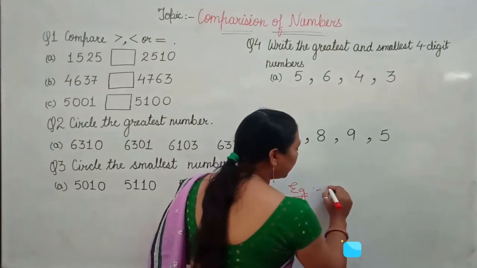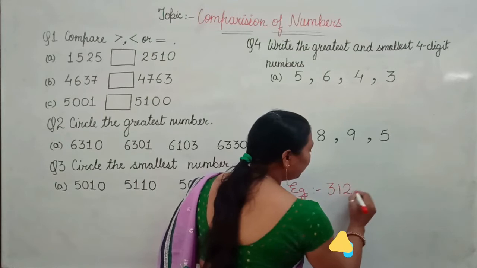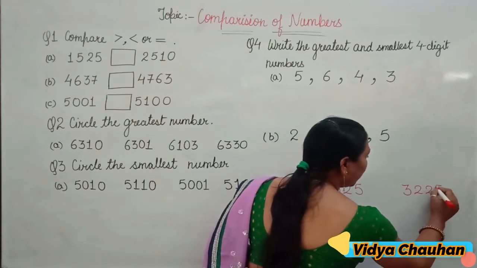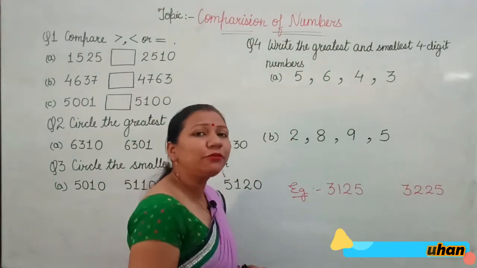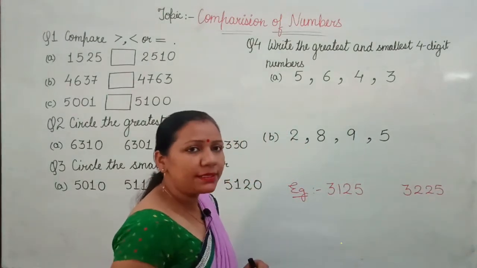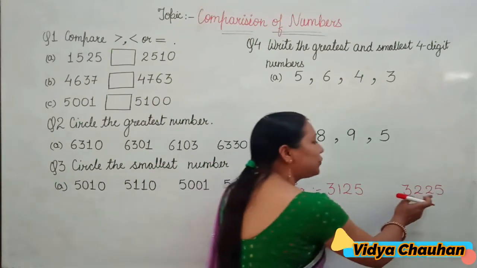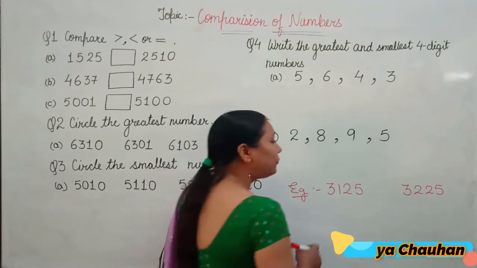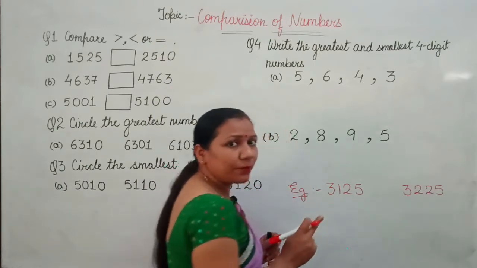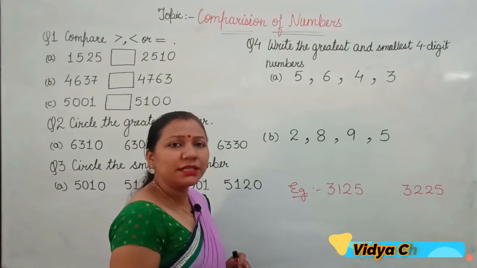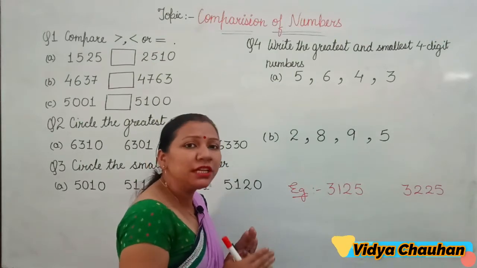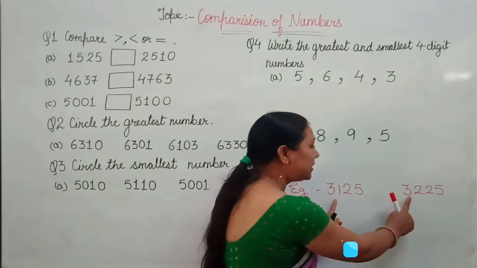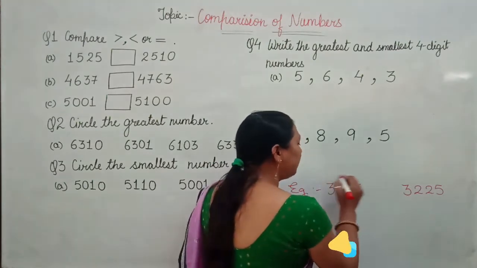suppose there are two numbers, 3125 and the second number is 3225. And if it is said that you have to compare, so for comparison of the numbers, you have to identify which number is greater. So in that case, what we do, we have to compare its digits. And comparison of the digits starts from its thousand place. We have to start comparing from the extreme left side digit.